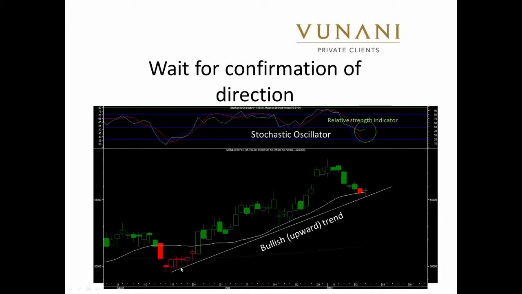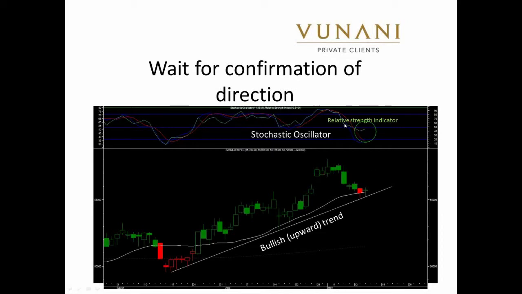So typically, linking a series of bottoms does give you the direction of the trend, but you also need to add to your charts what's called a stochastic oscillator and a relative strength indicator. And what these things do is give you an indication of what's happening with the momentum. What are the buyers doing and what are the sellers doing with the specific price of that instrument during this time.